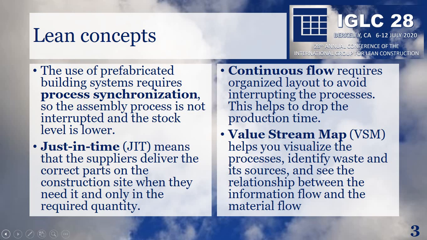Just-in-time means that the suppliers deliver the correct parts to the construction site when they need them and only in the required quantity. Continuous flow requires an organized layout to avoid interrupting the process. This helps to drop the production time. A value stream map helps you visualize the process, identify waste and its sources, and see the relationship between the information flow and the material flow.